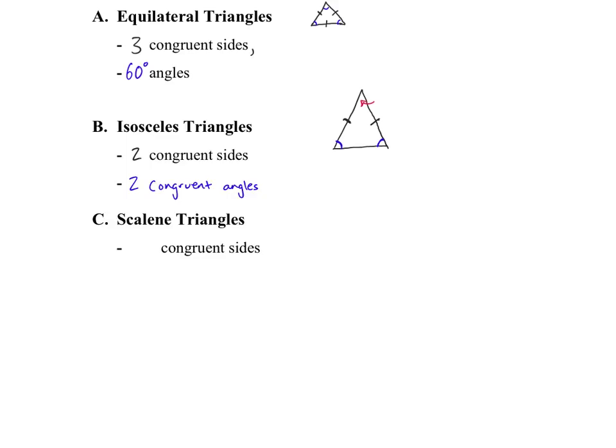All right, scalene. Scalene, all sides are different lengths. So I'm going to say 0 congruent sides, or just dash, all sides have different lengths.